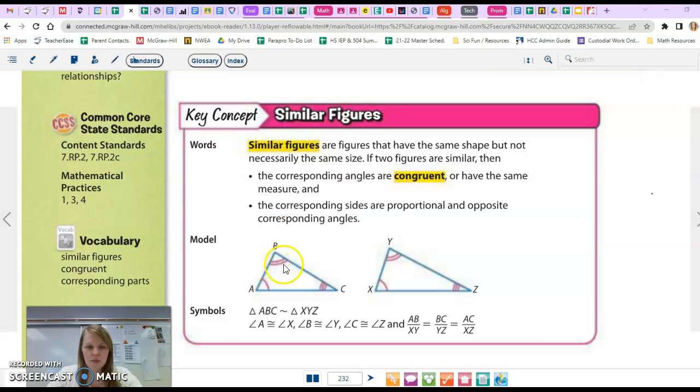So that means this angle and this angle are the same, this one and this one. What that means is that AB is proportional to XY. If you double AB to get to XY, then you could double BC to get to YZ. So all the combinations are set up here.